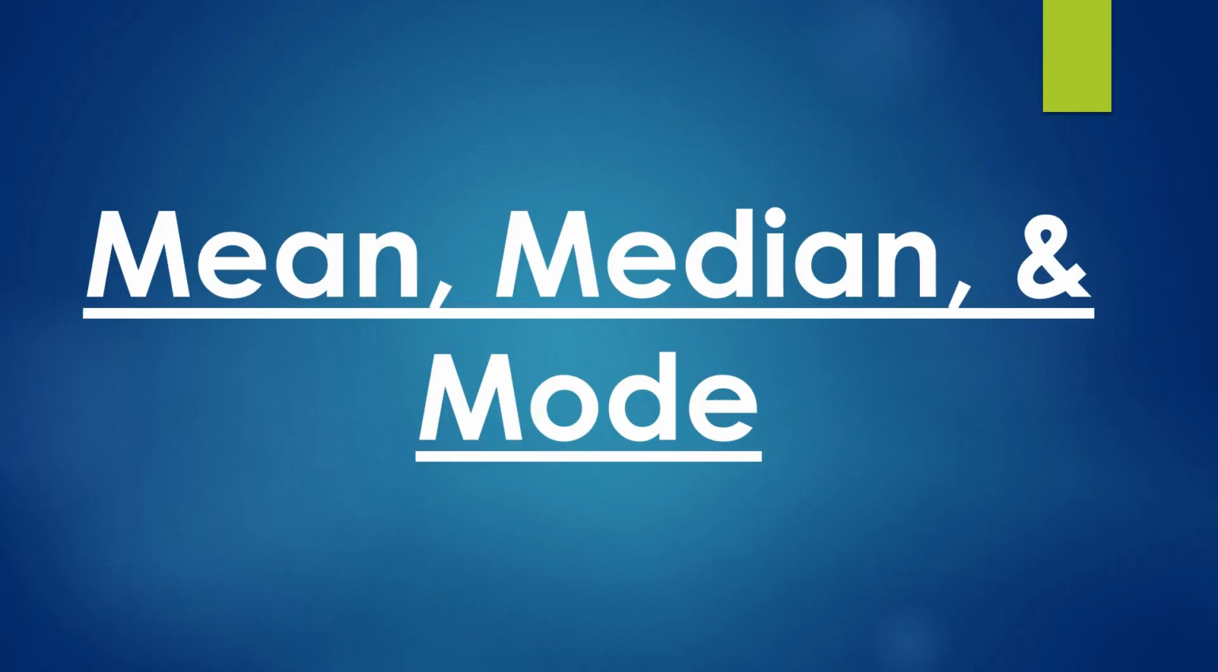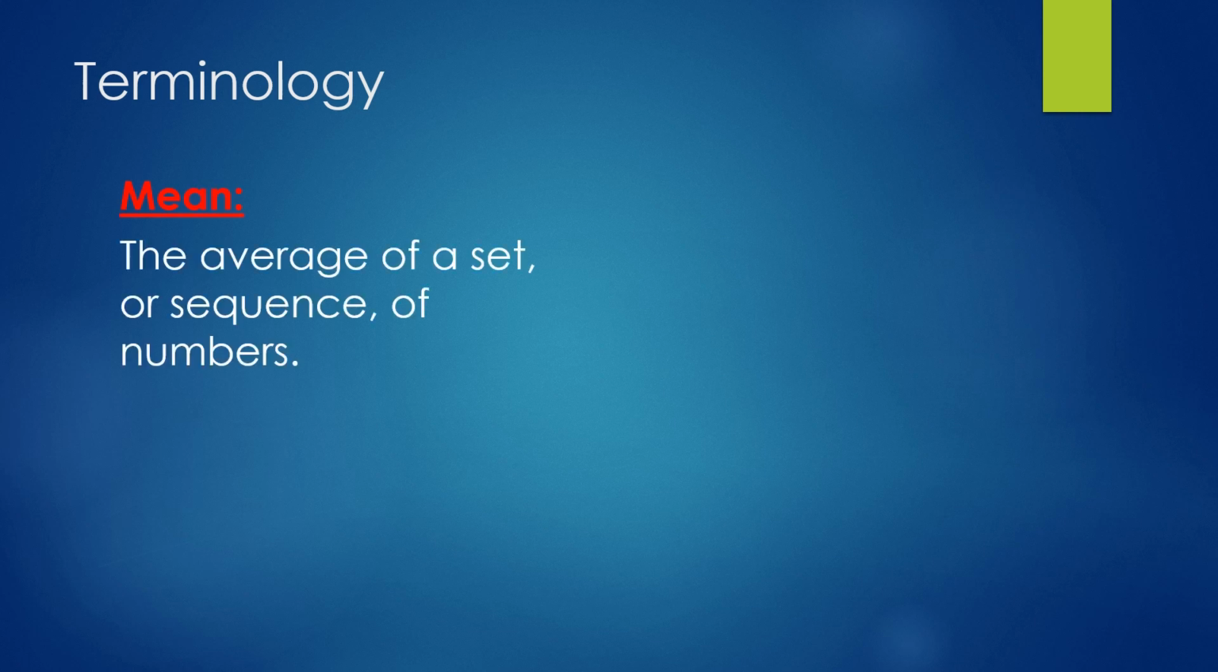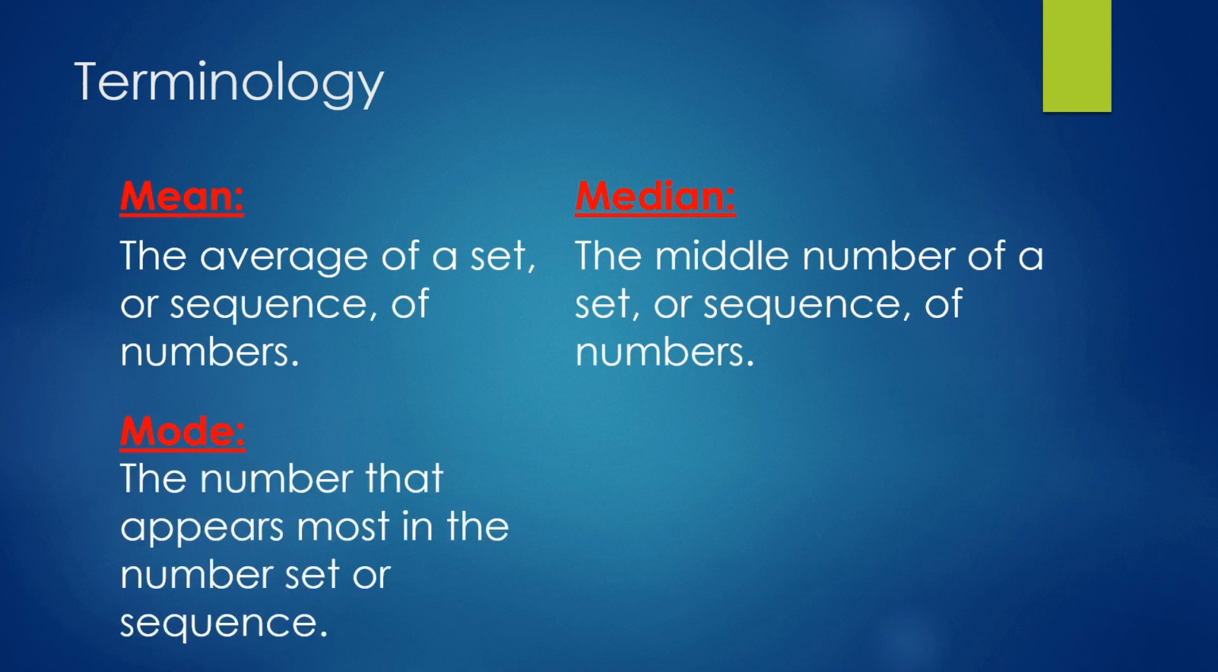All right, students. Now that we're at the board, let's take a little look at mean, median, and mode. Let's start with some terminology. First, we have the mean. The mean is the average of a set or sequence of numbers. Next, we have the median. The median is the middle number of a set or sequence of numbers. The mode is the number that appears most in the number set or sequence.